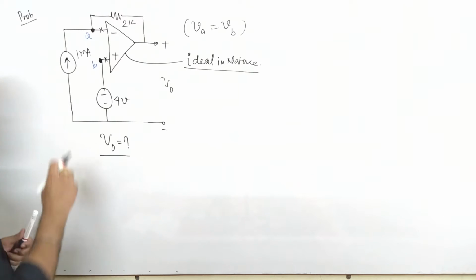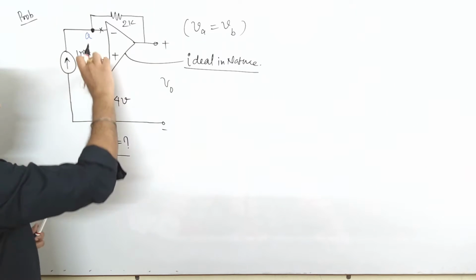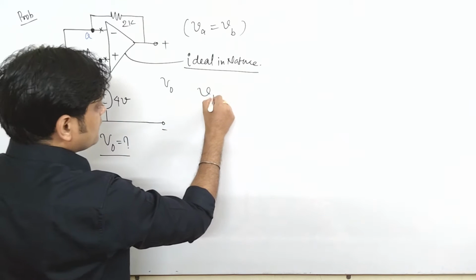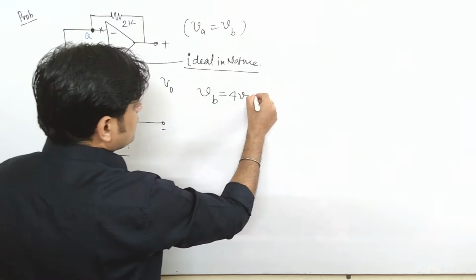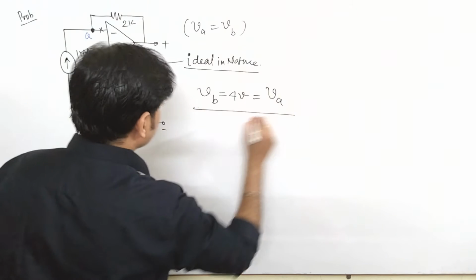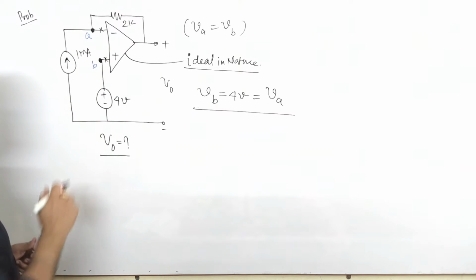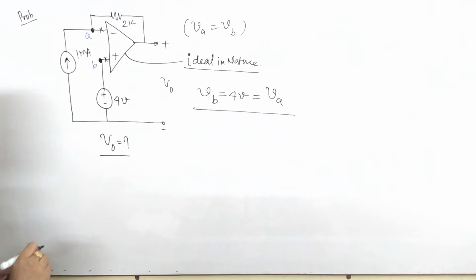So how will we find the value of V0? As I said, VA and VB are equal, and the value of potential VB is basically 4 volt. Similarly, the value of VA is also 4 volt. So this is our first thing, that we have found the potential at node A, and that comes to be 4 volt. Now always keep in mind, just apply the law of KCL and find the answer.